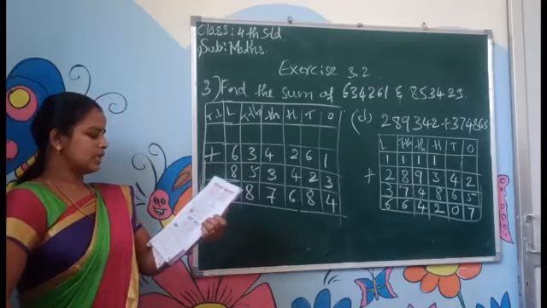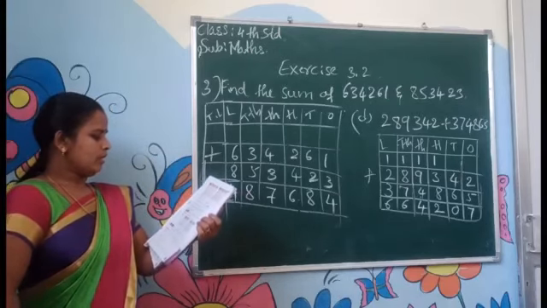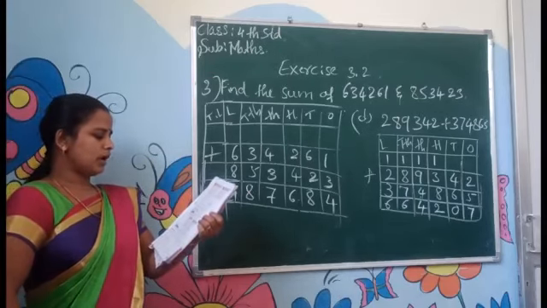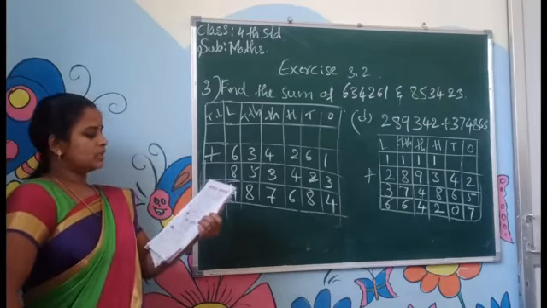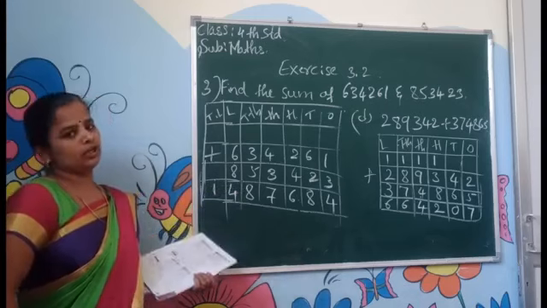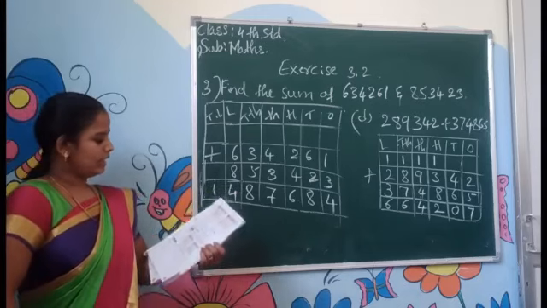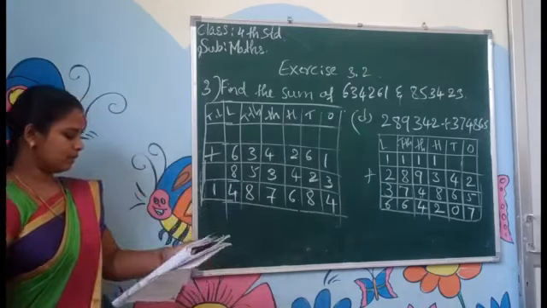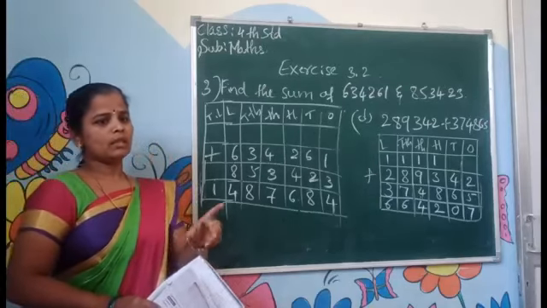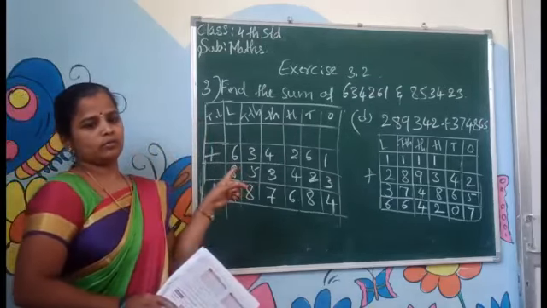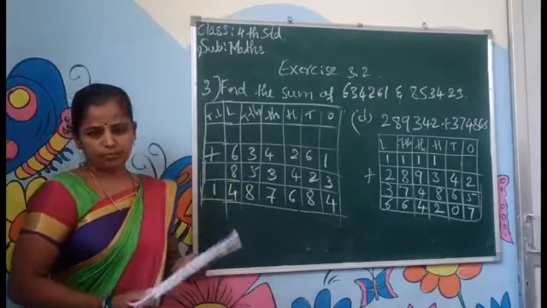Last one. Fourth one. Find the number which is 28,149 more than 65,321. Okay. That is homework. I already gave the first one. All the sums are homework for you. See that and complete your homework.